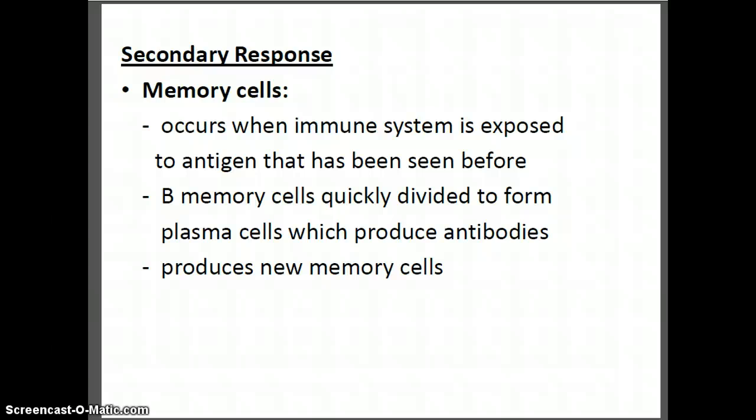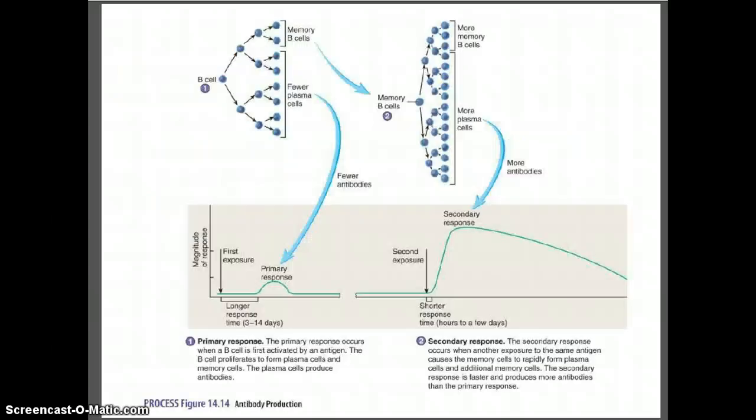The secondary response involves memory cells. So once you have been exposed to something, your B cells produce B memory cells, and they quickly divide to form plasma cells, much more quickly, which produce antibodies and produce new memory cells. So the second time you are exposed, your body is much more effective in fighting off the invader.